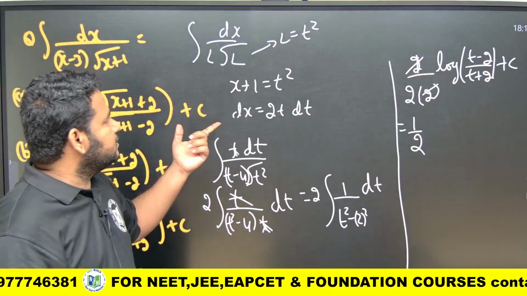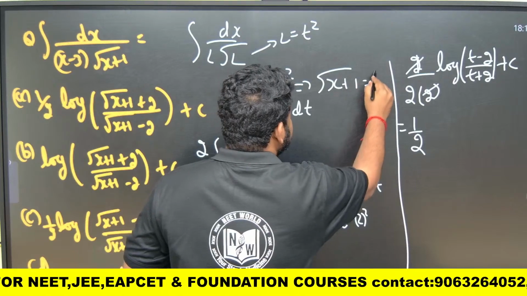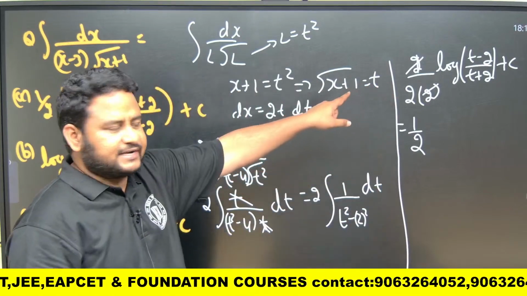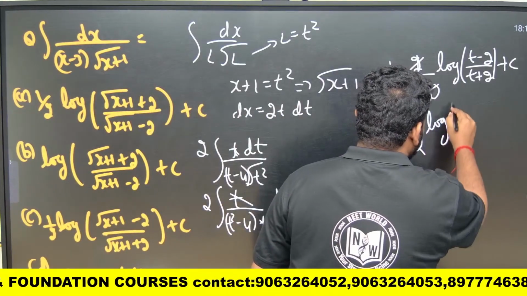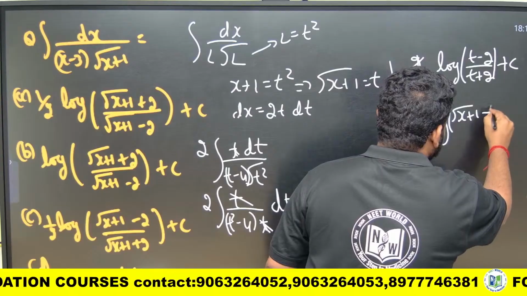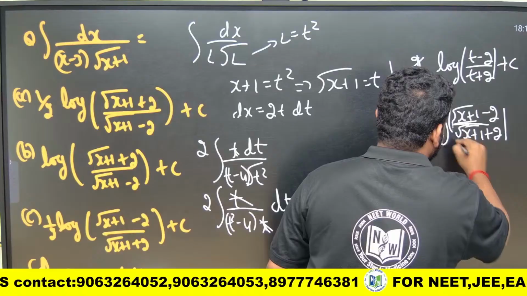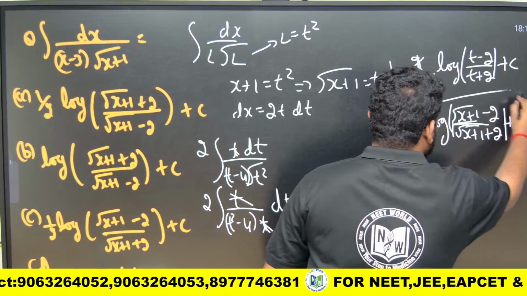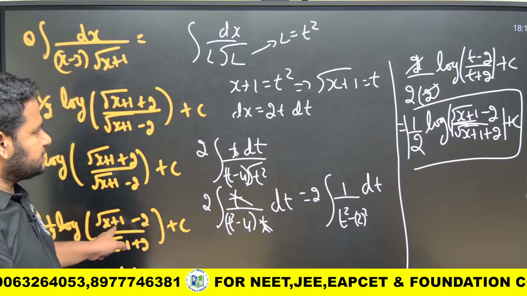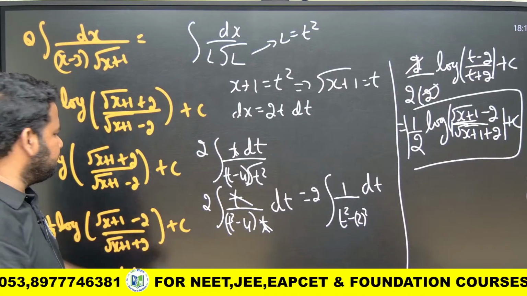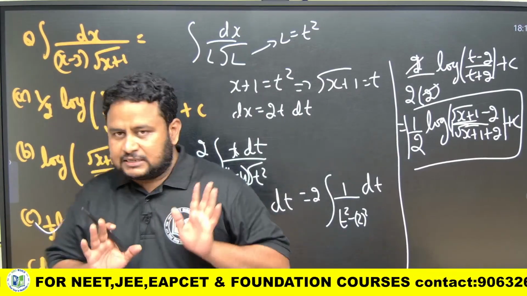So t will become square root of x plus 1. This implies t is equal to square root of x plus 1. Wherever t is there, I should put square root of x plus 1. This becomes square root of x plus 1 minus 2 divided by square root of x plus 1 plus 2 plus c. This is how we get the answer: 1 by 2 log of square root of x plus 1 minus 2 by square root of x plus 1 plus 2, plus c. That is option C, the right answer, friends. I hope it is clear to all of you.